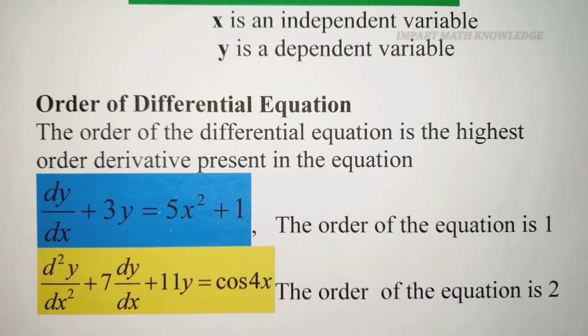Order of differential equation. This is nothing but the highest differential coefficient present in the equation. In the first example, the derivative was dy by dx. That is, y has been differentiated one time with respect to x. In other words, we can say this is the first order differential equation. In the second equation, the highest derivative is d square y by dx square. That means y has been differentiated two times with respect to x. So, this is a second order differential equation.